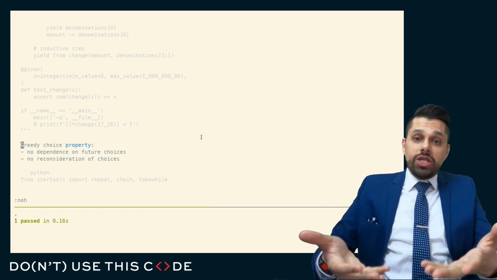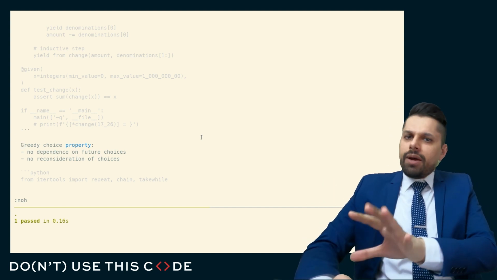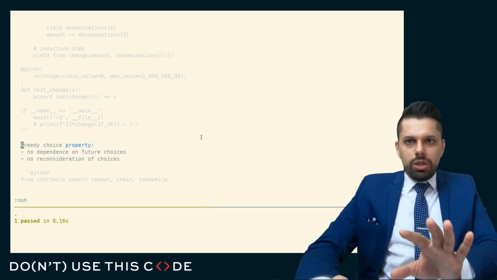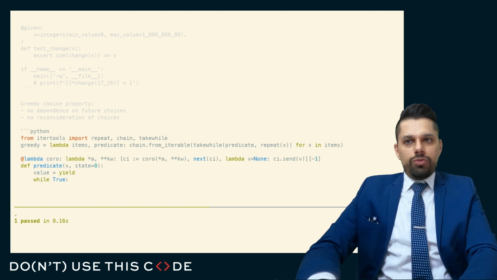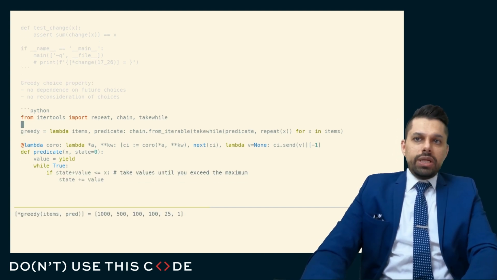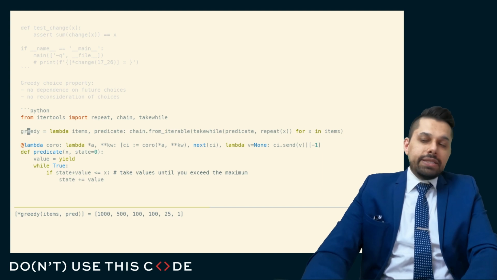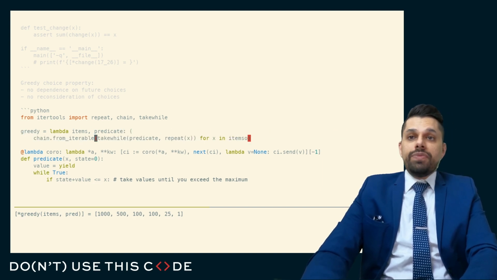And it turns out that change counting is one of these greedy problems that has this greedy choice property. Now, proving that takes a little bit of a mathematical formulation, and we won't go into that here, so you'll have to take my word at it. But I do want to share with you one formulation for all of these greedy algorithms that I very much like. This formulation is to implement a greedy algorithm as a combination of building blocks from the itertools module.